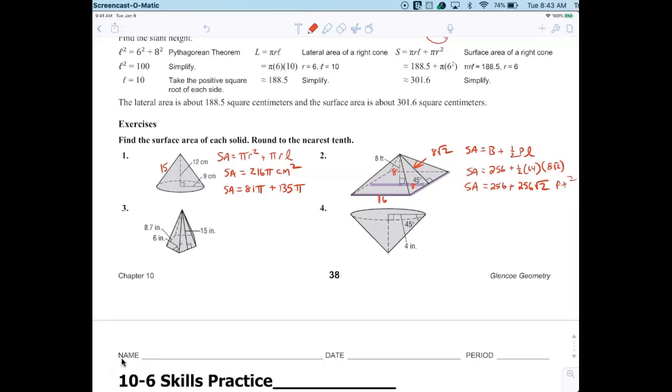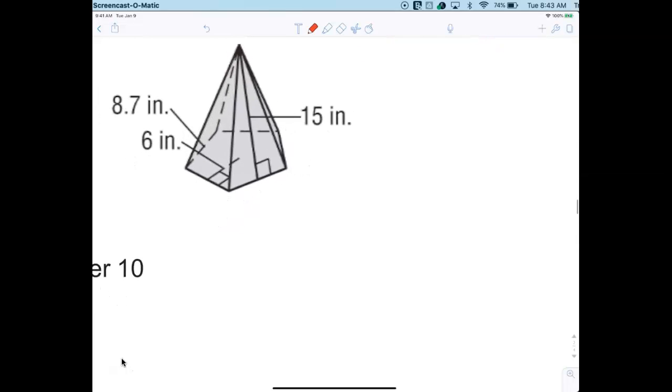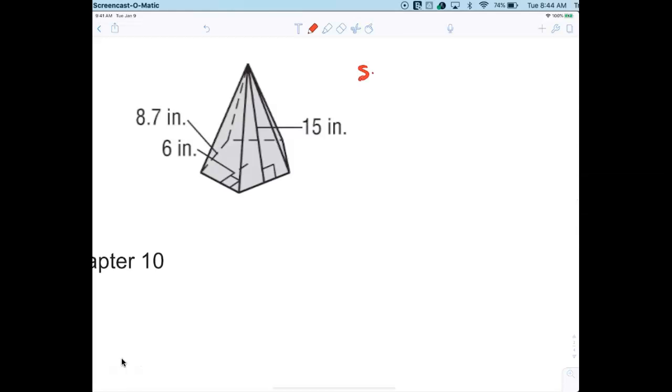Now, number 3, that's called a pentagonal pyramid, which is annoying because the base is a what? Pentagon. So I have to calculate the area of the pentagon, which is something we have to remember from about last week. We did the area of a regular polygon. The first thing I want you to do is write down the formula. So surface area is equal to area of the base plus 1/2 perimeter times the slant height.